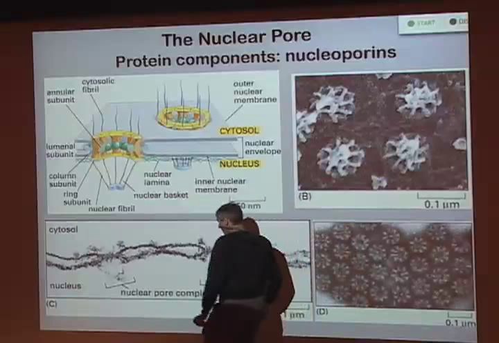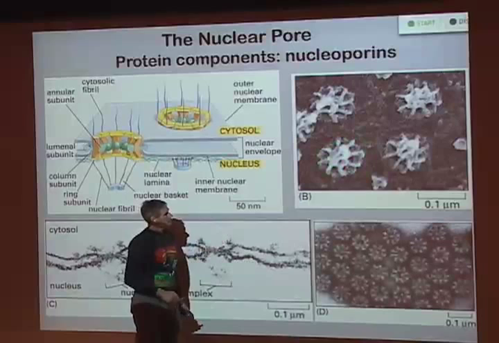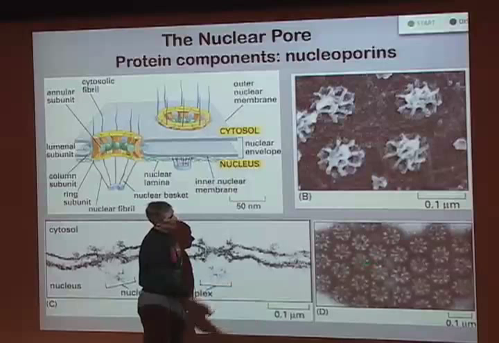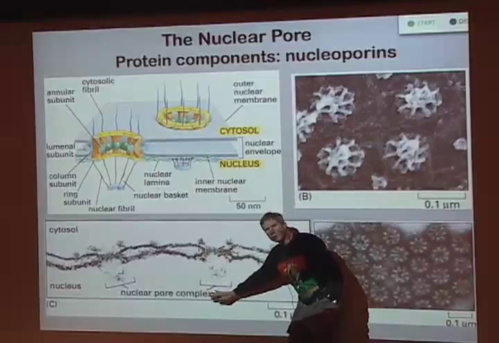By EM, the basket parts look like this. You can kind of see the basket bits extending up, and you can see the membrane structure. And from the top, that's this part, they look a little bit like this. And from the side, here's the double membrane, and here's the nuclear pore complex with the basket on the nuclear side.